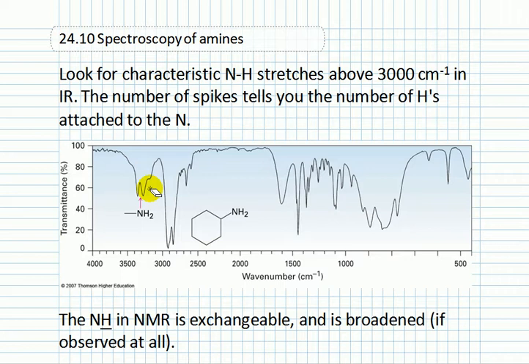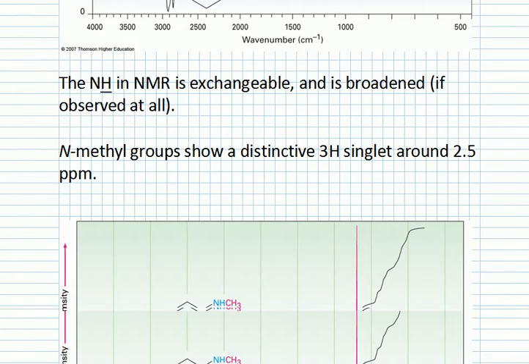So literally the number of spikes tells us the number of H's that's attached to the N, because what we're seeing right there is really a stretching of the NH bond itself. And if there's two of them, there's two different frequencies that they can be stretching at. So if you see those two spikes, that's an NH2. If you see just one spike over there, that's an NH.